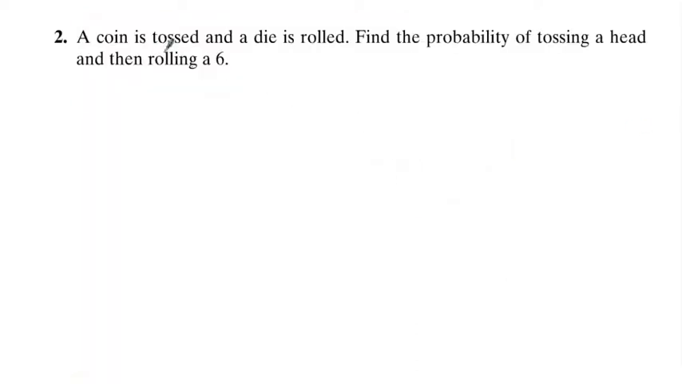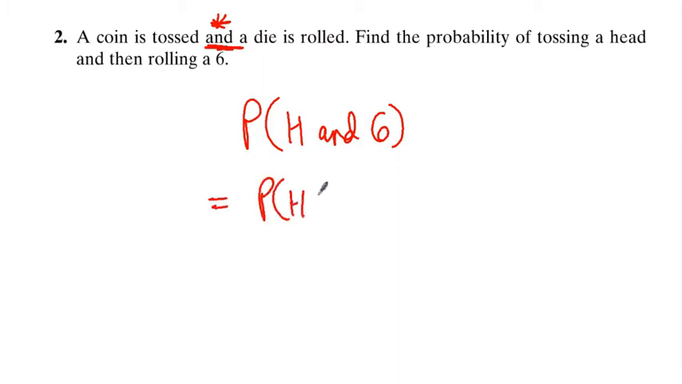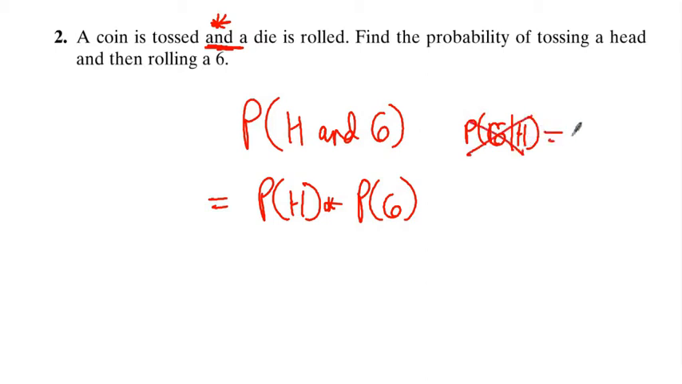All right, next example, a coin is tossed, and again, and is the magic word that tells us we're going to be multiplying. So the probability of tossing a head, and rolling a 6. That's another way of saying the probability of tossing a head times the probability of rolling a 6. Well, I could say picking a 6 given that we picked a head, but remember we don't need to say that because that's the same thing as just the probability of rolling a 6. Rolling a 6 has nothing to do with flipping heads. Those are 2 independent events.